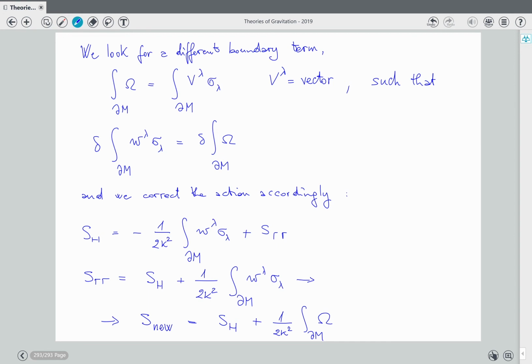That's it. And if you want, that is equal to S gamma gamma plus 1/2k squared times something that will have the same variation. That we have zero variation, the difference. Okay, so we need to talk about submanifolds now.